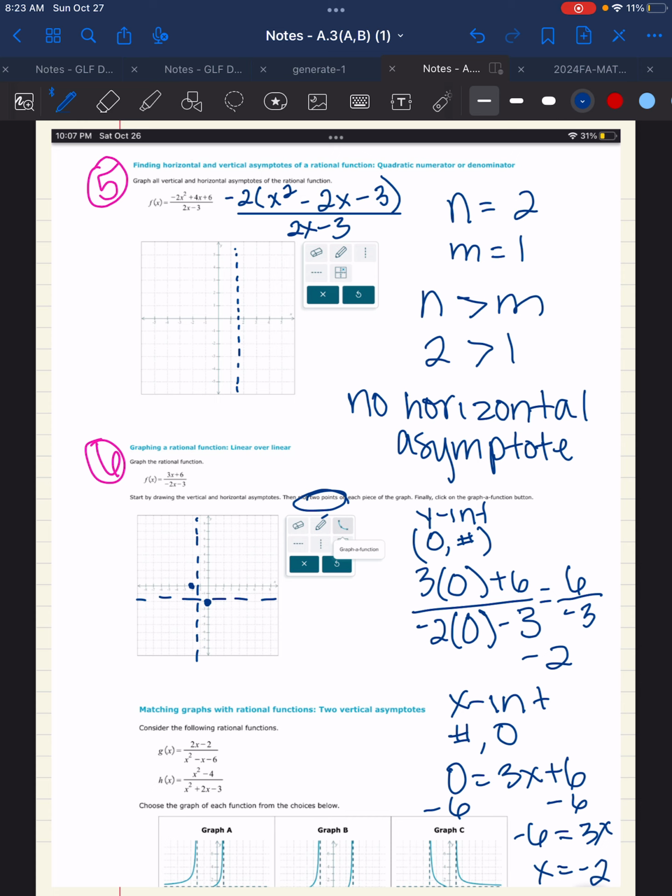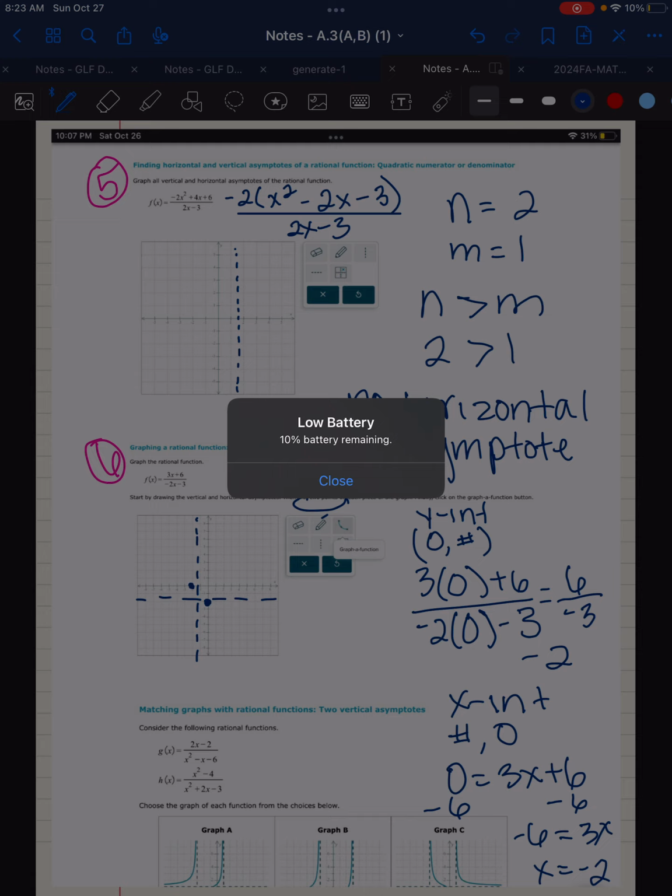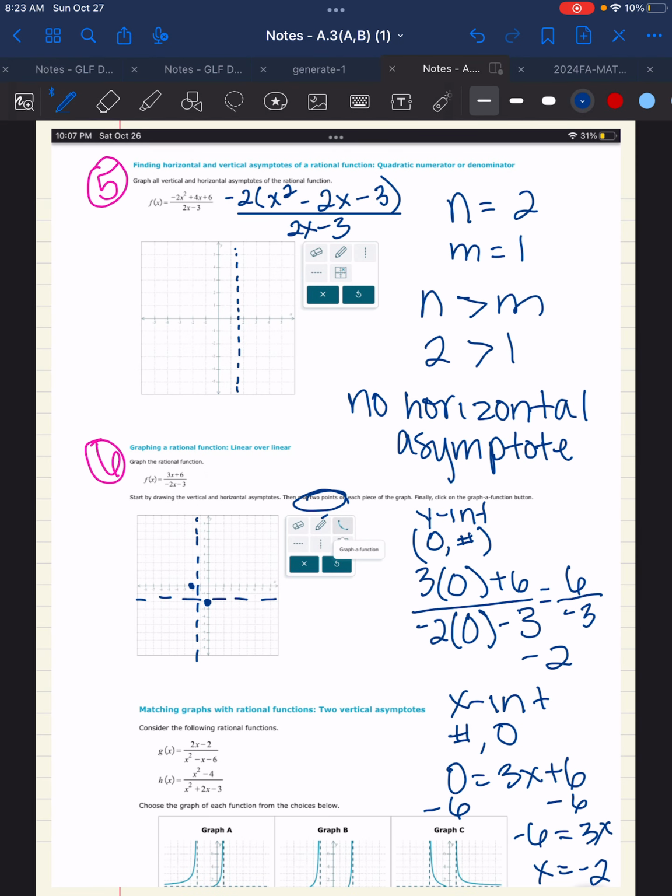Type this in decimal so you can see what the exact graph looks like, but you have your vertical and horizontal, and you have your 2 points.